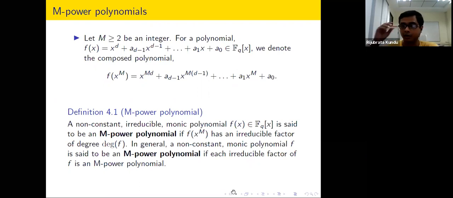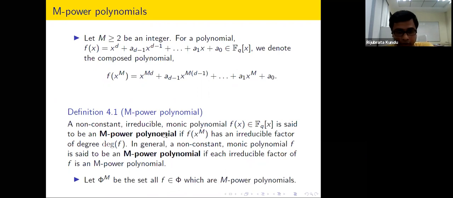Each factor is just an m-power polynomial. Okay, so this is one of the main definitions, and this will play the most important role in determining the powers. So let capital Phi power m be the set of all f belonging to Phi which are m-power polynomials. So capital Phi power m is the set of all non-constant monic irreducible polynomials which are m-power polynomials, right? So this is just a subset of the bigger set capital Phi.